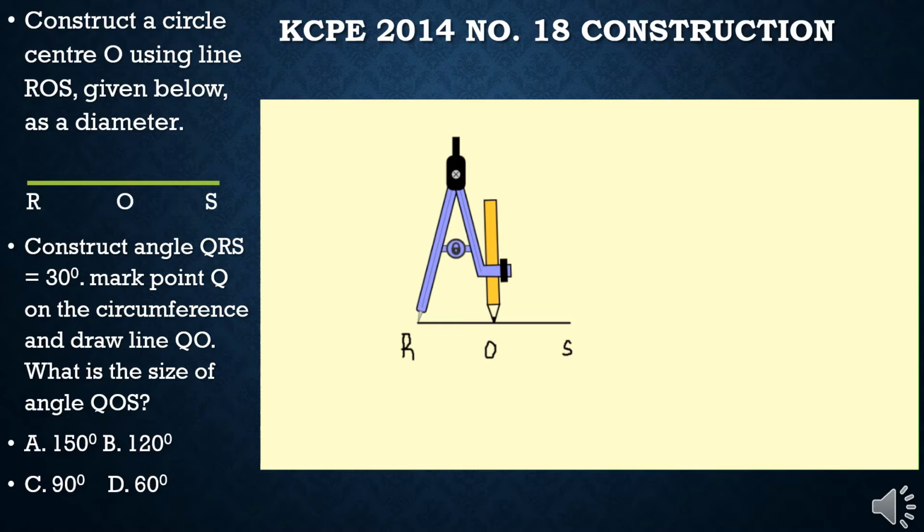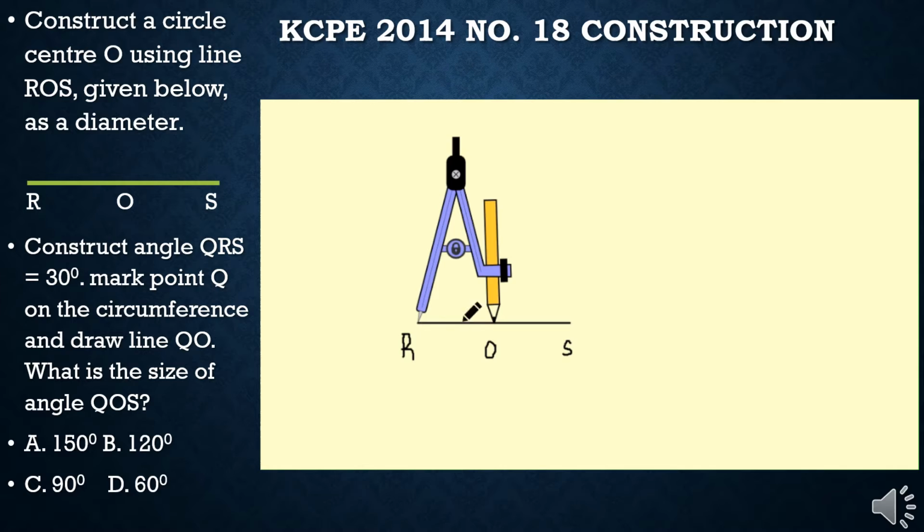Construct a circle center O using line ROS given below as a diameter. This is the given line ROS. Construct angle QRS, which is 30 degrees. Mark point Q on the circumference and draw line QO. What is the size of angle QOS?